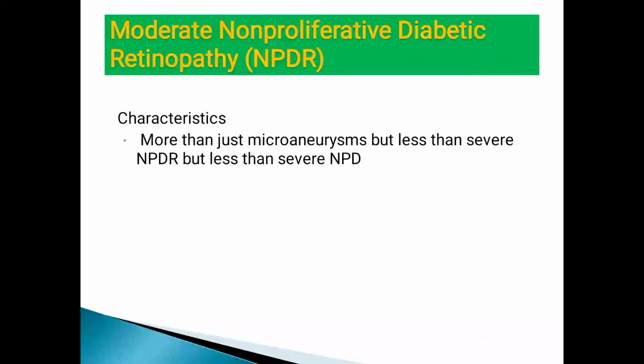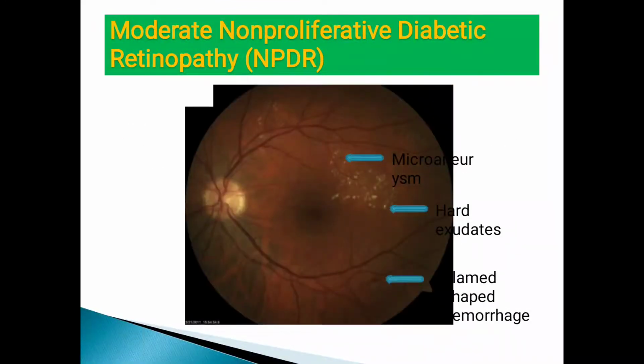So what does that mean? The disease has progressed a little further. Apart from microaneurysms, there are a few other changes. So what are these other changes that we'll see? You can see that there are yellow discrete patches, opacities in the retina. These are nothing but hard exudates. And you can also see that there are hemorrhages in the retina.